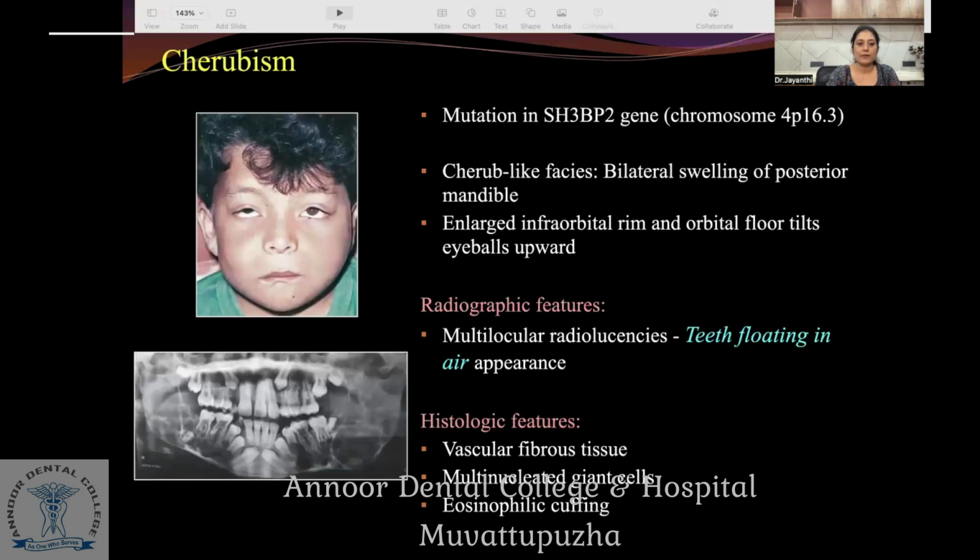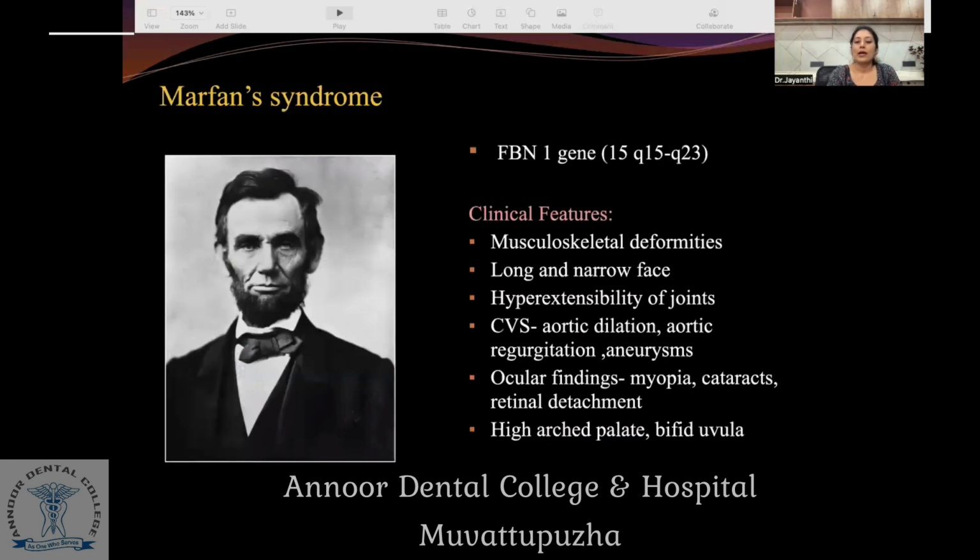Okay. So here the problem is there is a gene called the fibrillin gene, and that gene is mutated. So what happens because of that? You don't only get skeletal problems, but you also get muscle related issues. So the face will be very typical, long and narrow, and there will be hyperextensibility of the joints. And the patient also has cardiovascular abnormalities and changes in the eye in the form of cataract, myopia, and retinal detachment.